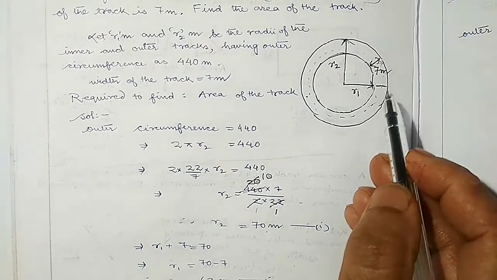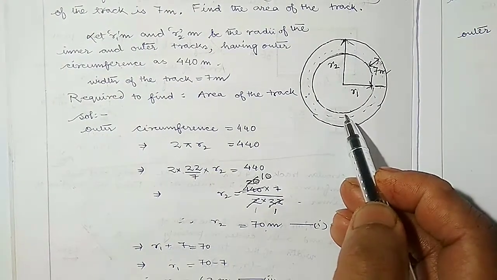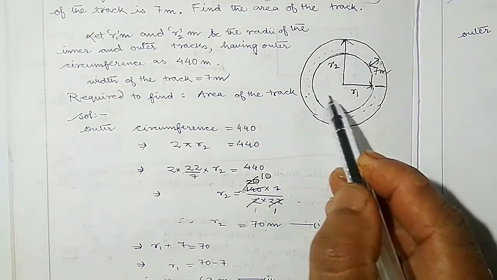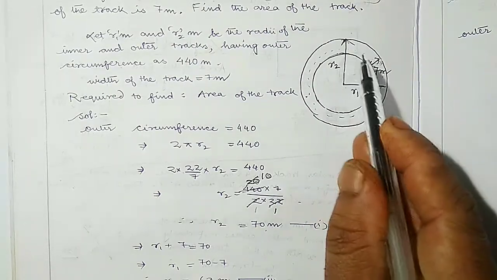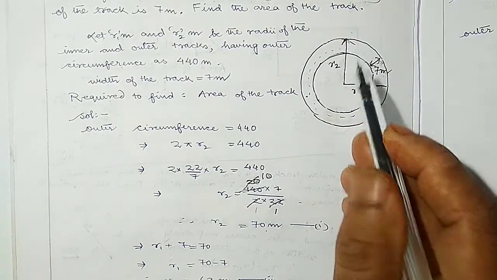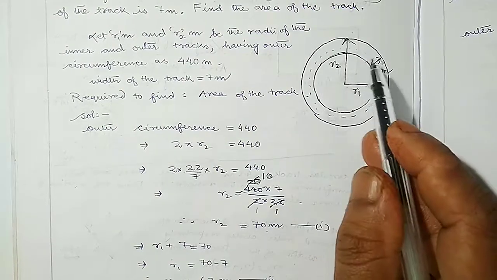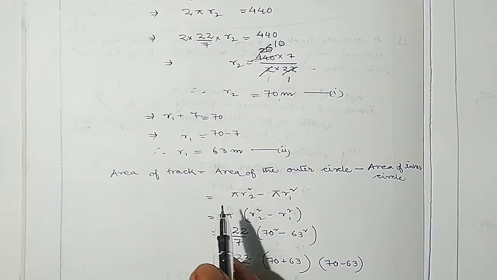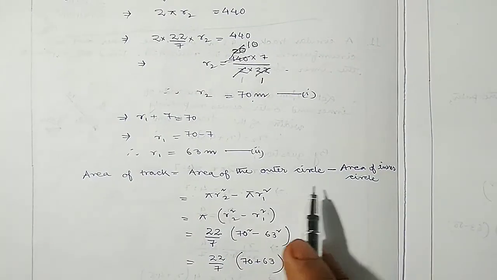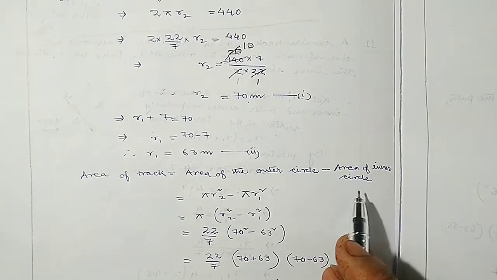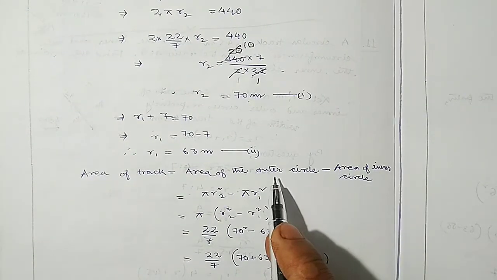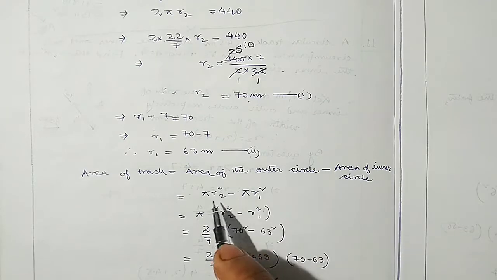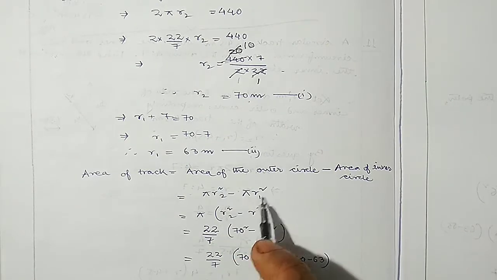Now we have to find the area of the track. For this, what we have to do? We have to subtract the area of the inner circle from the area of the outer circle. And we know the area of a circle is pi r square. So the area of the track will be the area of the outer circle minus the area of the inner circle. We know the radius of the outer circle is r2. So pi r2 square minus pi r1 square.